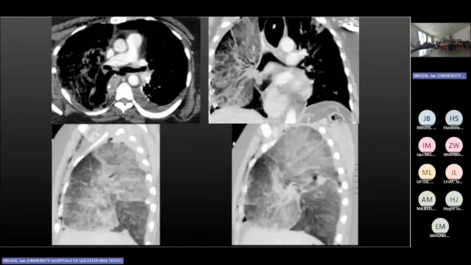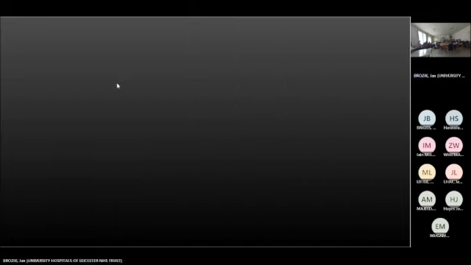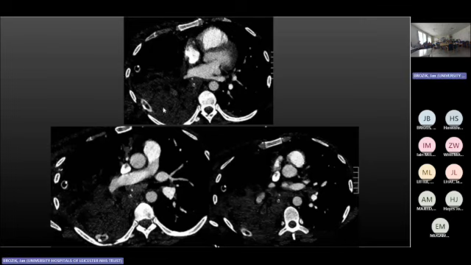So that lady unfortunately lost the lung. And this is the CT after that lung died. So there's no enhancement. They're just consolidations. Dead lung.